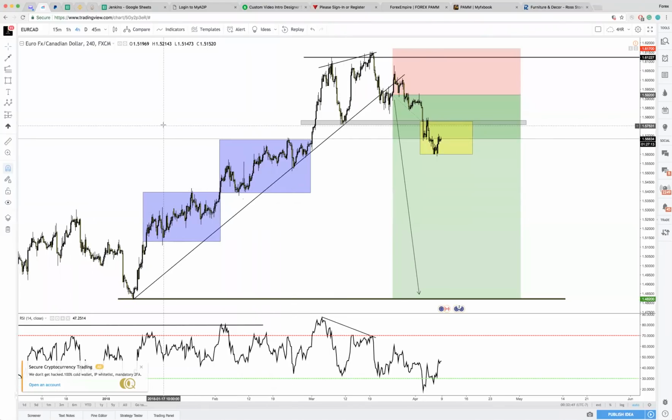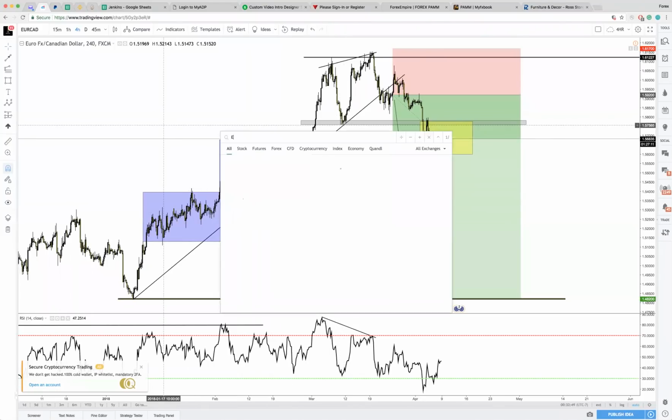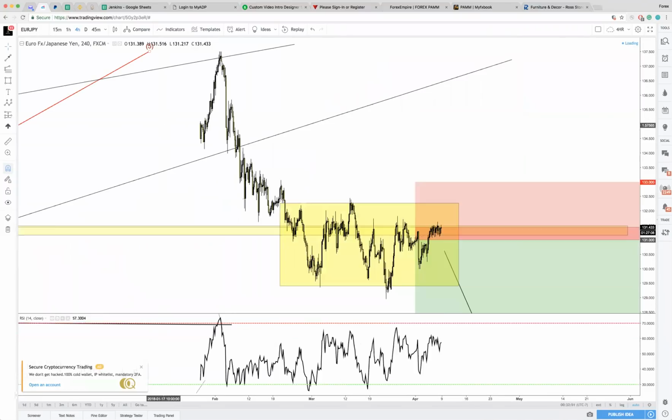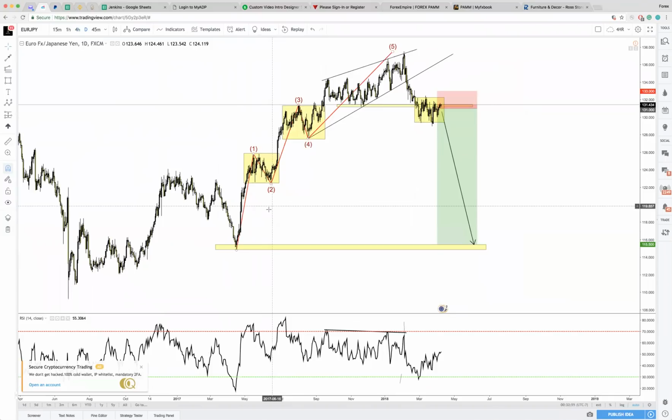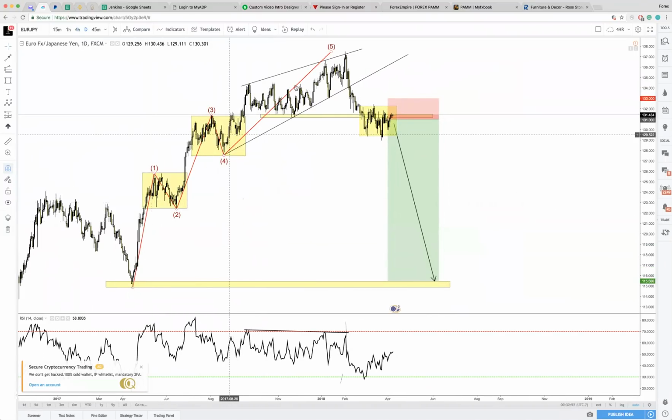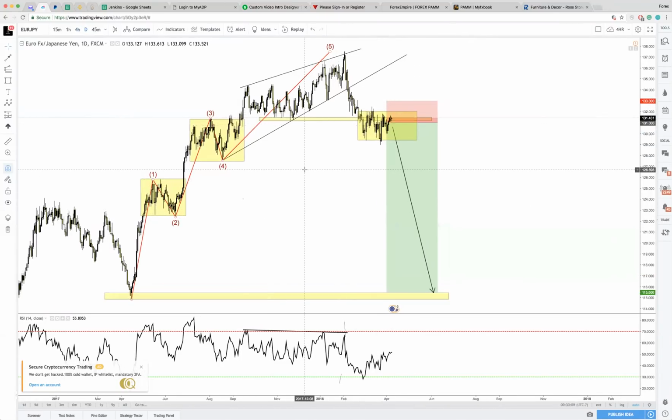All right, so Euro JPY. Euro JPY is a nice trade also. This is a peak, level 1, level 2, a nice M formation with a divergence. Now we're waiting for the level 1 consolidation to finish up so we can expect a nice impulse to the downside. So we'll just wait it out and see how it plays out.